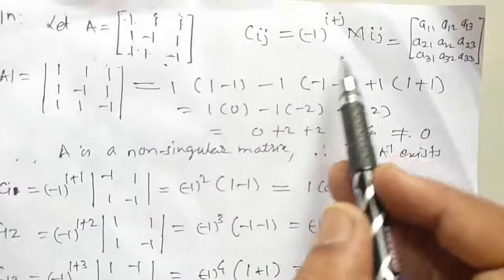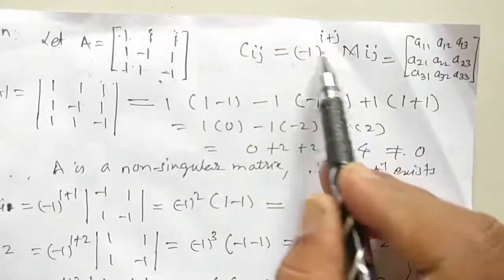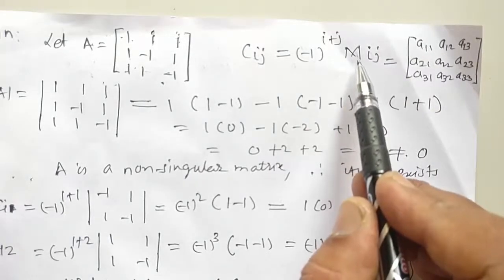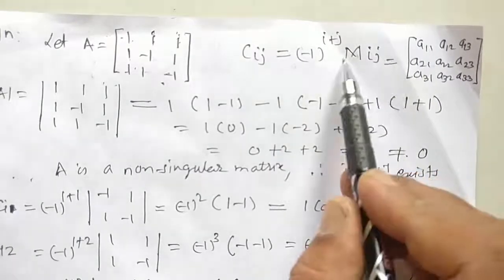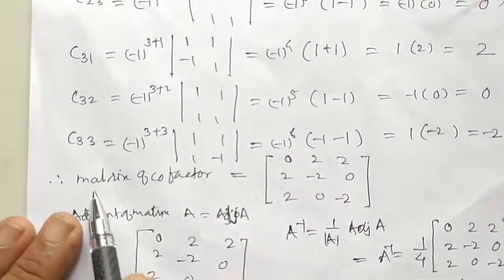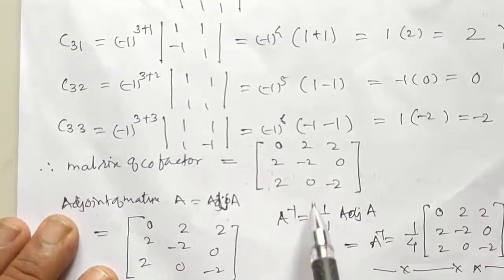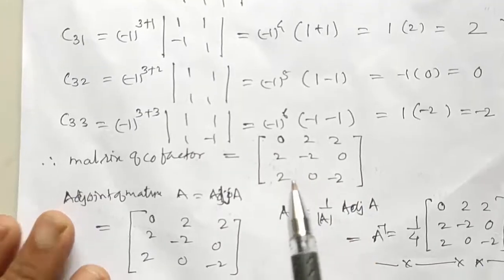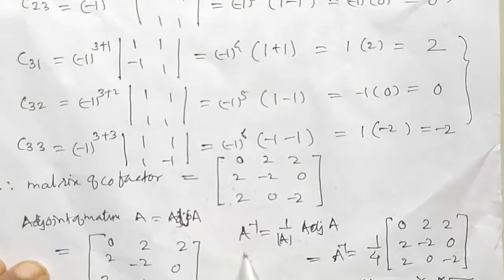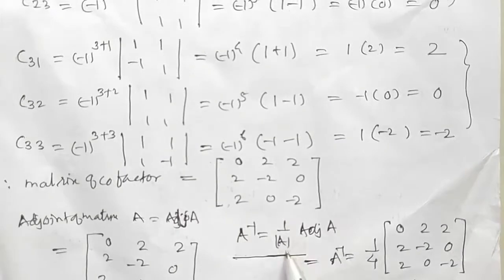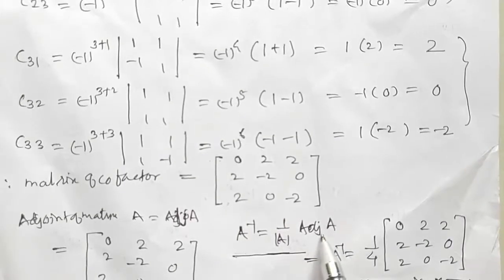By using the adjoint method we find all minors and cofactors of each element. There are 9 elements, so we find 9 minors, one for each element, and then we find the matrix of cofactors, and the adjoint of the matrix is the transpose of the matrix of cofactors, and hence we can find the inverse of a matrix. A inverse is equal to 1 upon determinant of A into adjoint of A.